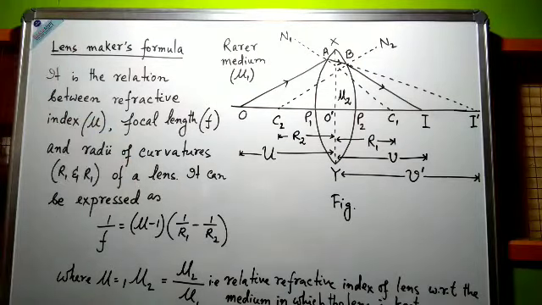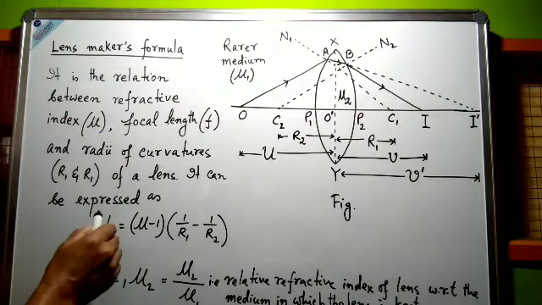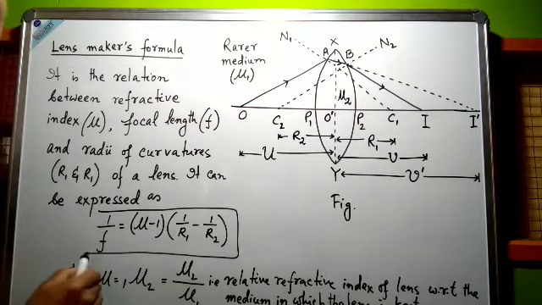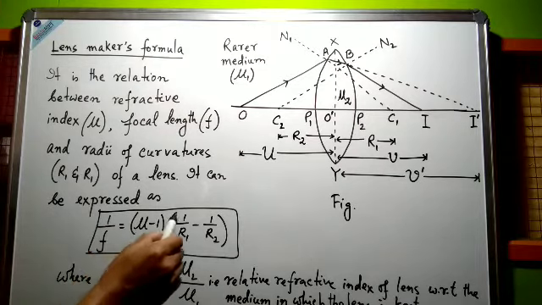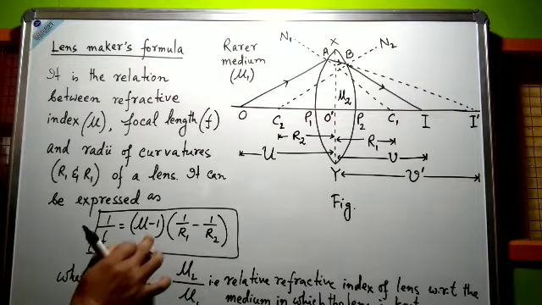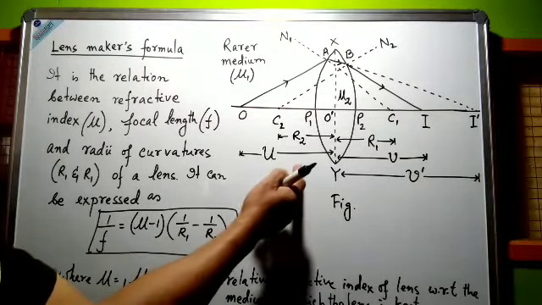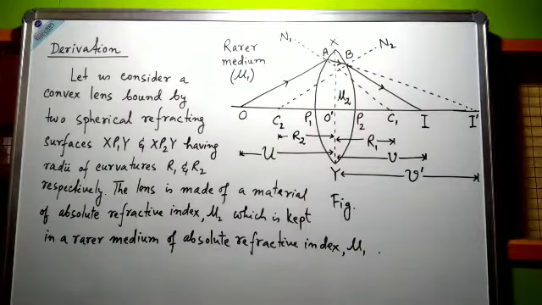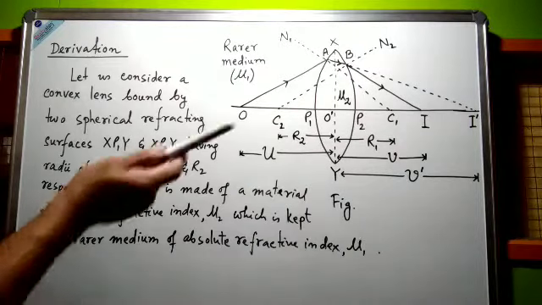Now, the Lensmaker formula is 1/f = (mu - 1)(1/R1 - 1/R2). We derive it with the help of this ray diagram. So let us see how to derive the Lensmaker formula.